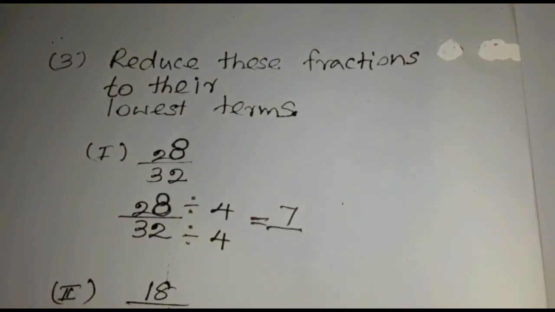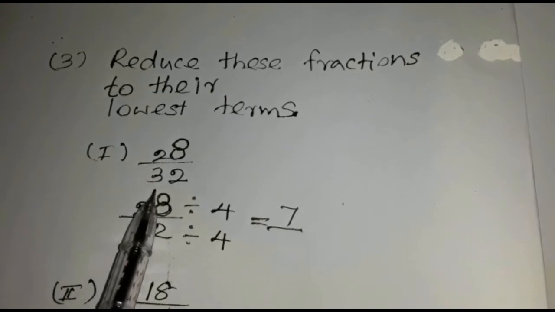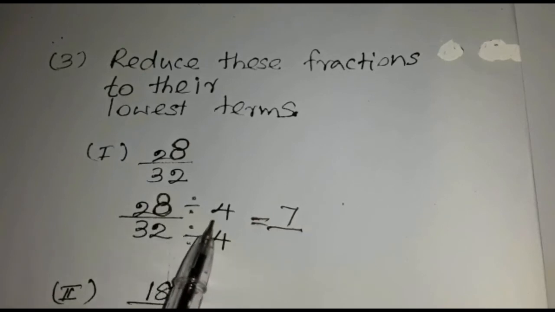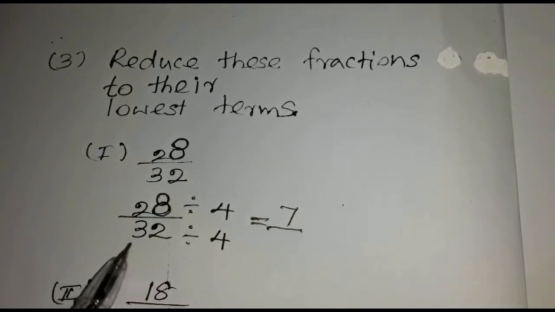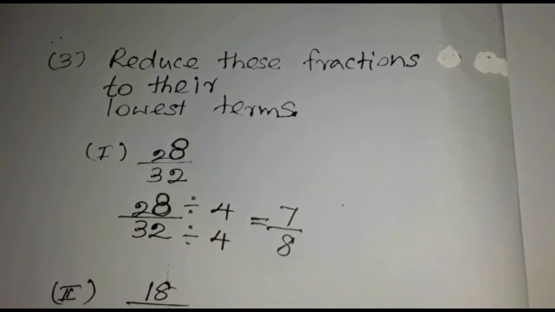Third question, reduce these fractions to their lowest term. First one, 28 over 32. We can divide by 4. 28 divided by 4 equals 7. 32 divided by 4 equals 8. 7 over 8 is the lowest term.